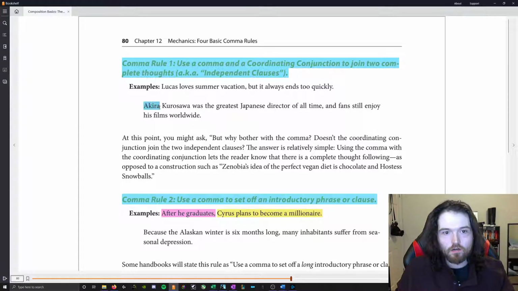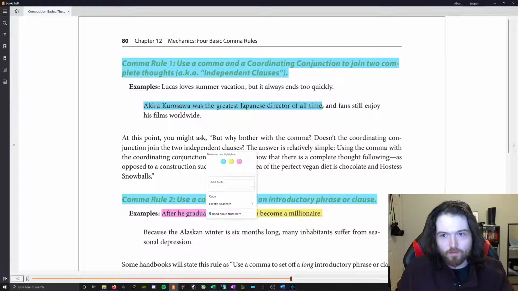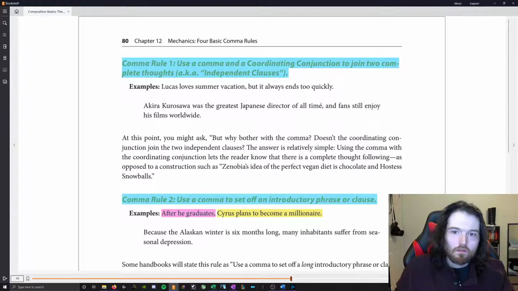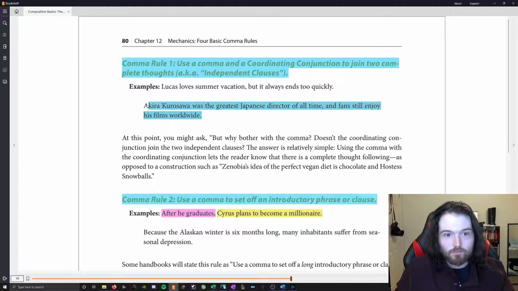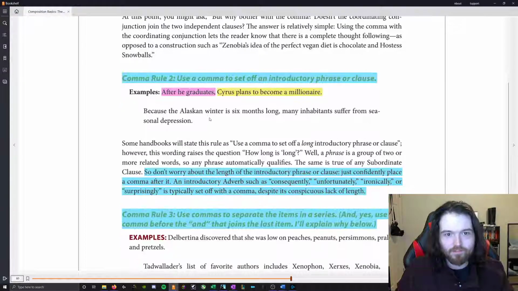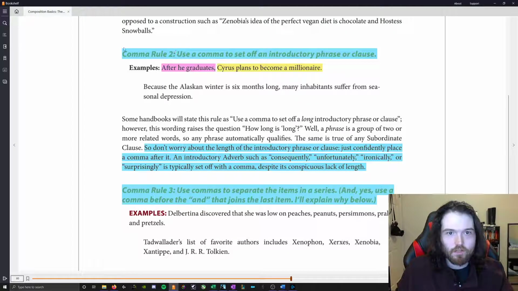Notice here, Akira Kurosawa was the greatest Japanese director of all time. That is an independent clause and can be treated as its own statement. Fans still enjoy his films worldwide. Also an independent clause and can be treated as a complete sentence. And they are both conjoined by a comma and conjunction, and it makes the sentence grammatically correct, and it's perfectly okay to have this. I'm not going to spend too much time on that one. That one should be pretty obvious to most of you.